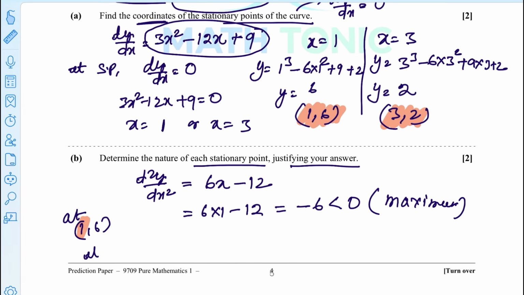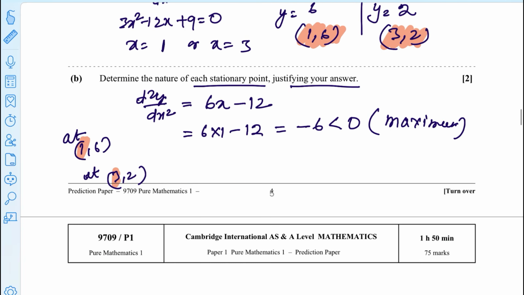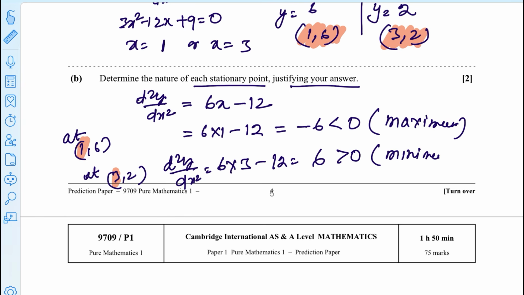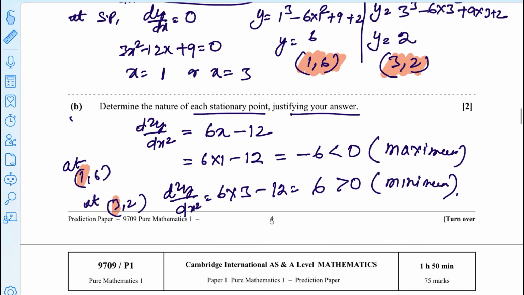Got it? If I say at 3 comma 2, what is the value of x we got? This one. So we can say d squared y over dx squared equals 6 times 3 minus 12. So 18 minus 12, sorry, this is 12, my bad. So 18 minus 12 equals 6, which is greater than 0. So this will be known as the minimum point. Got it? Yes. To check the nature, we always find the double differentiation.